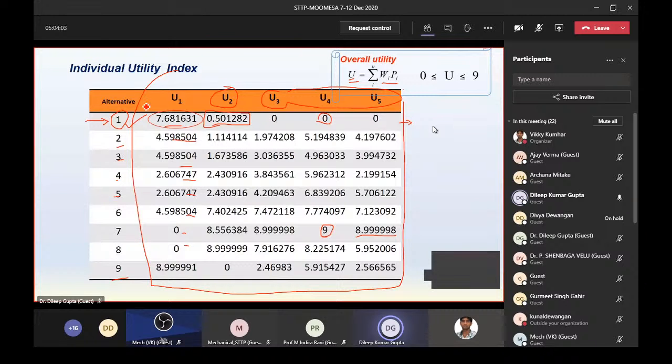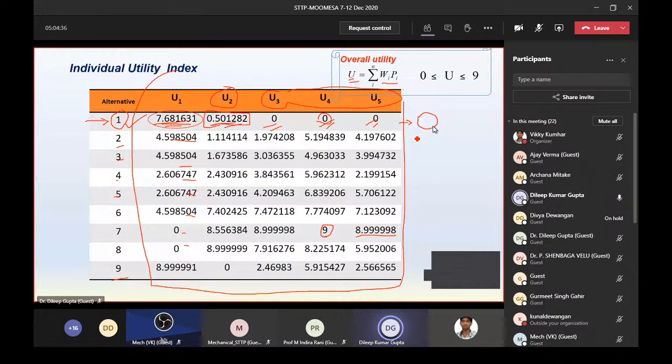Using alternative 1, if I am giving equal weightage to each, 20% weightage will be given to each individual criterion, right? So W1 P1 plus W2 P2 plus W3 P3, W4 P4 plus W5 P5, and the summation of this will give the overall value of the utility, right?